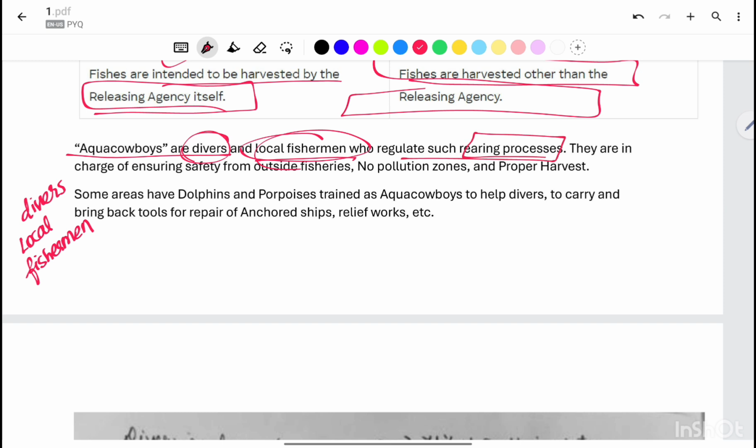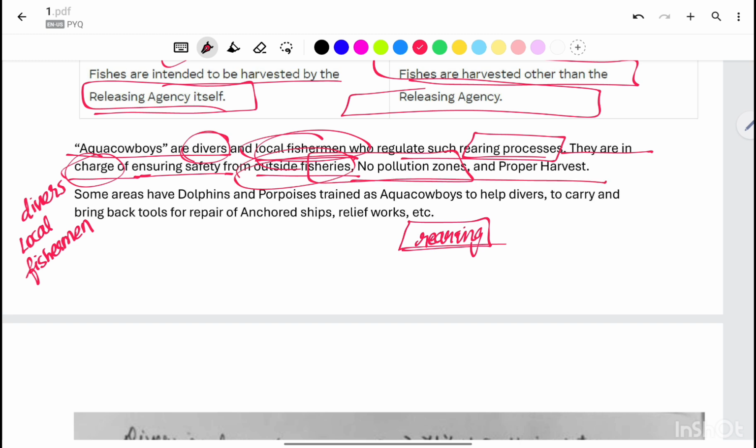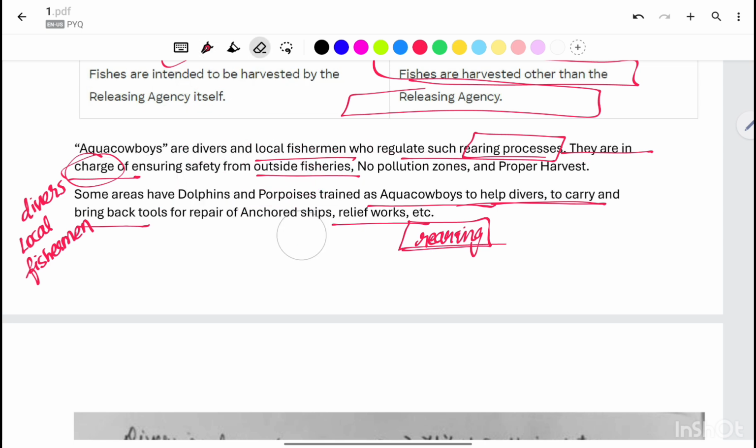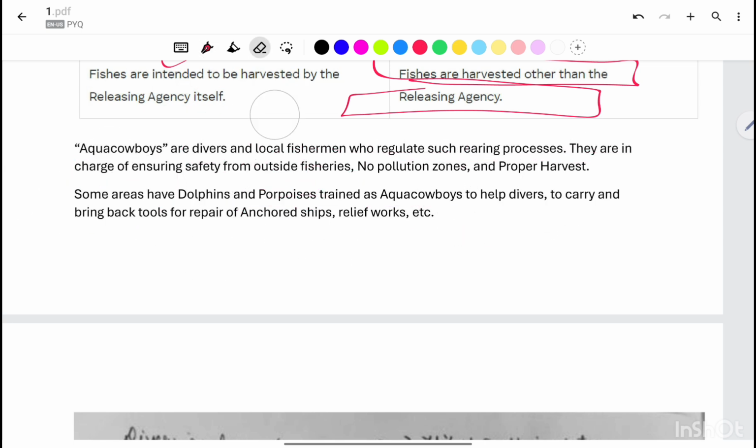They regulate the rearing processes. They are in charge of ensuring safety from outside fishers, no-pollution zones, and proper harvest. Some areas even have dolphins and porpoises trained as aqua boys to help the divers and to carry and bring back tools for repair of anchored ships, relief works, etc. Dolphins and porpoises are acting as aqua boys.